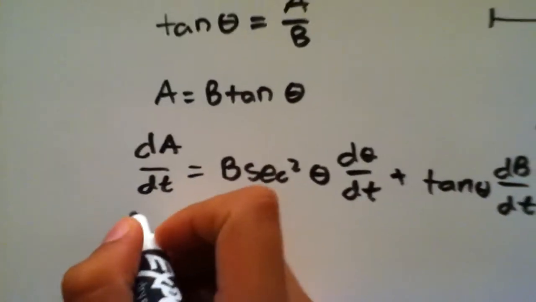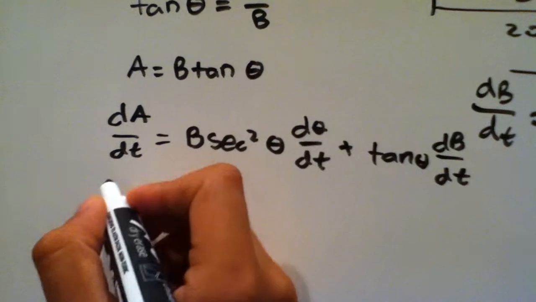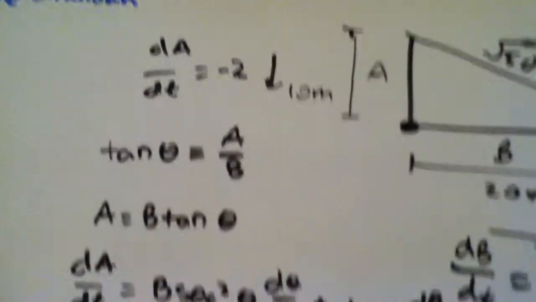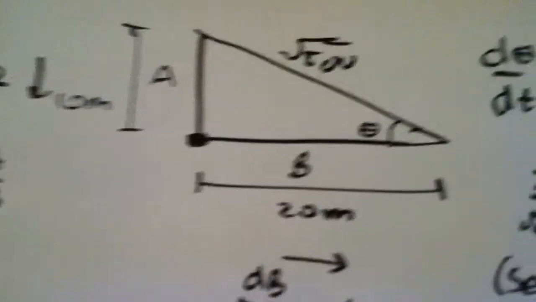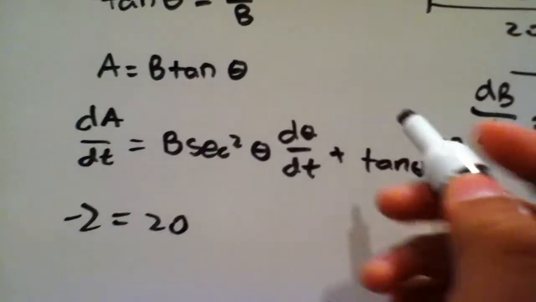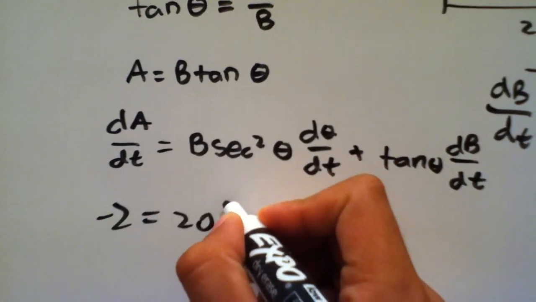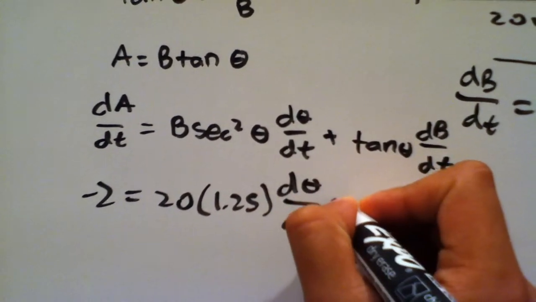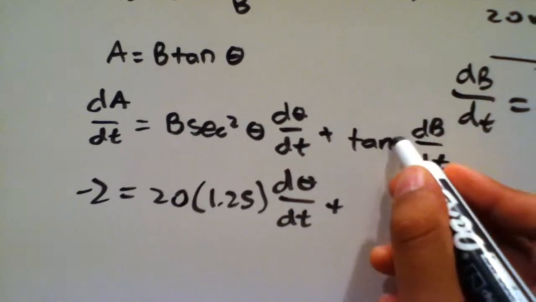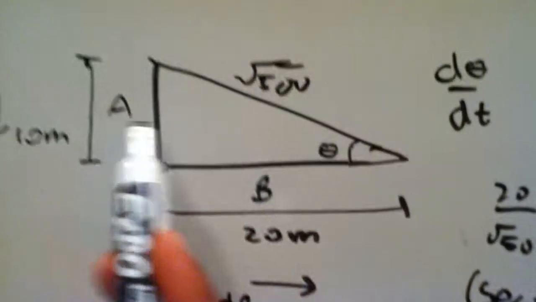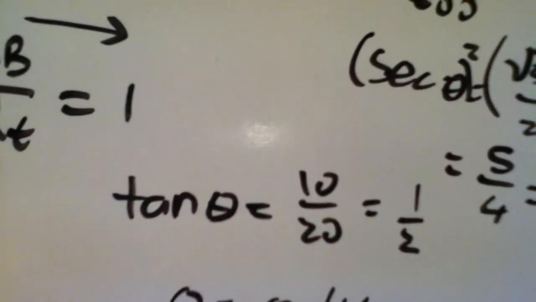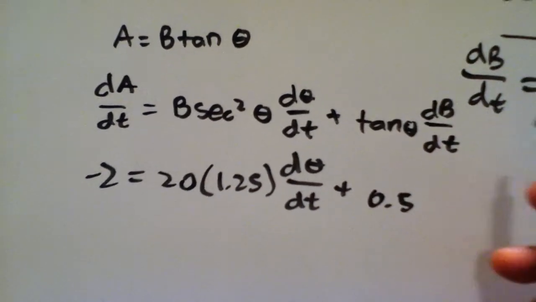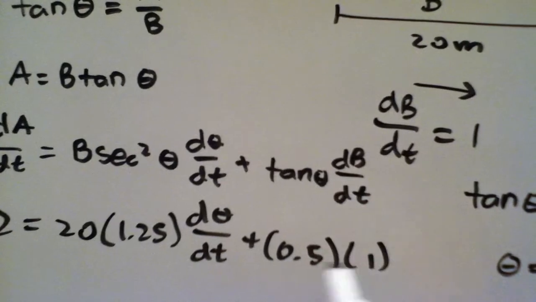So let's go back here and plug all our numbers in, because now it's just a matter of plugging in. So dA over dt is -2. B is 20, because that's the distance away. Secant squared is 1.25. d theta over dt is our unknown, plus tangent theta, which we already know is 1/2 because it's 10 over 20. I'll just write 0.5, and dB over dt is 1, so times 1.